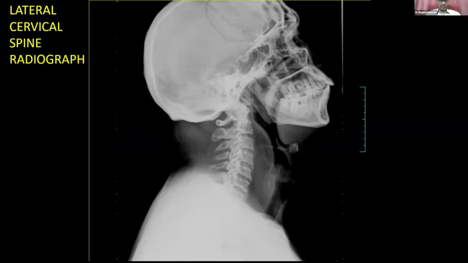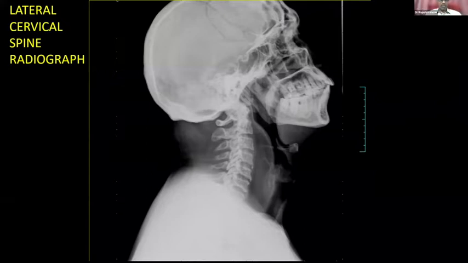So, Dr. Sanidhya, can you tell me when to call it a prevertebral soft tissue widening? What is the criteria you'll use? Yes, sir. On an X-ray, at each vertebral level there are certain cutoffs. They are not definitive, but we can say at the C2, C3 level more than 7 mm widening, and at the C6, C7 level more than 21 mm widening, we can call it widening on a cervical spine radiograph, sir.